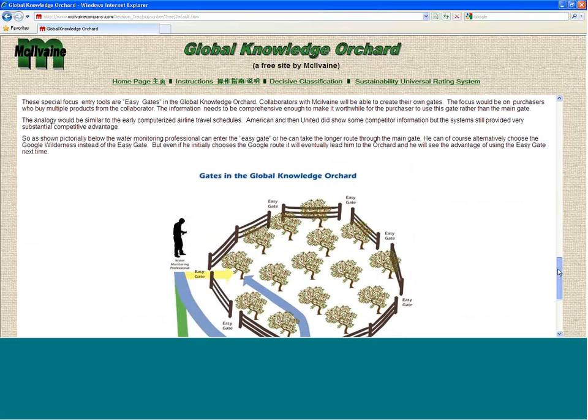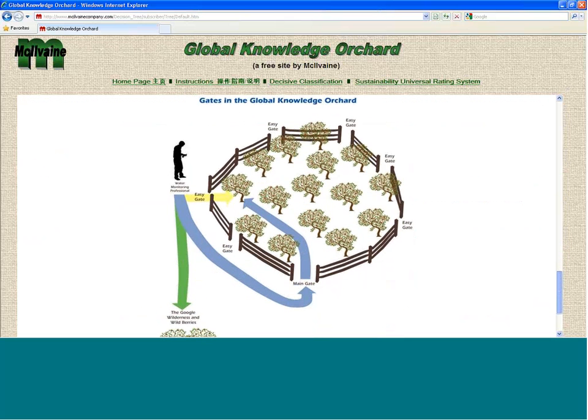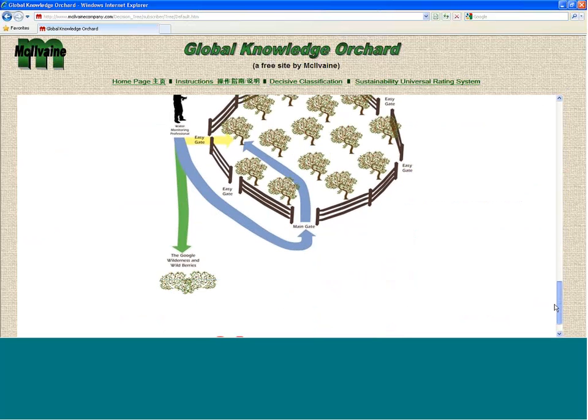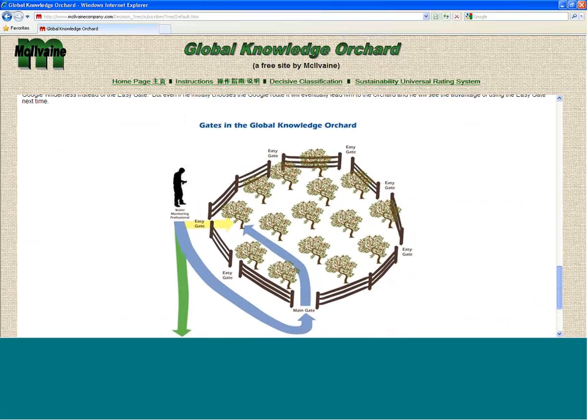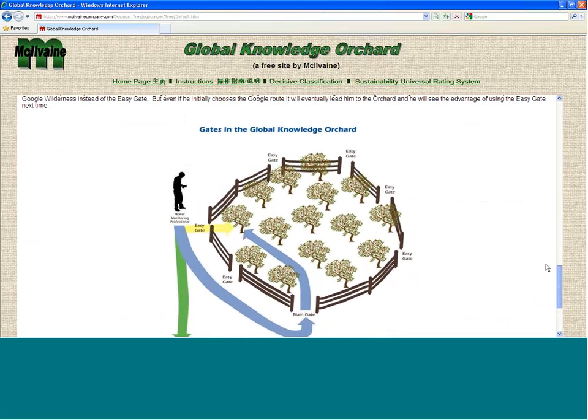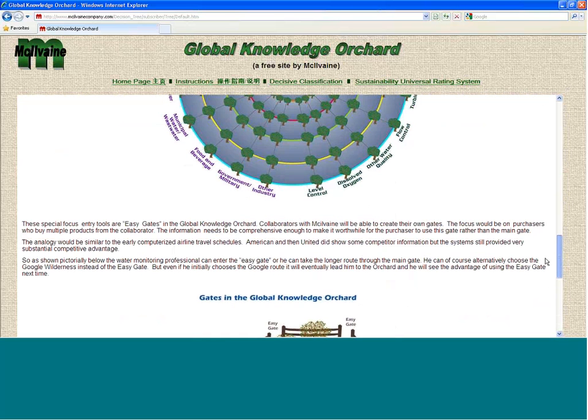But for them, this is an extremely valuable way to go, and it's certainly head and shoulders better than going down through Google and then back in through the main gate, because of course everything in the Global Orchard is available and does pop up on Google as well. So the reason here is that what we really need are collaborators who want to have people view the world the way they see it.